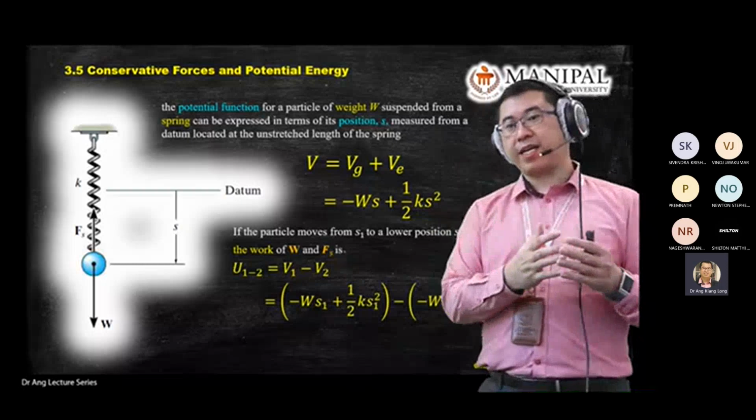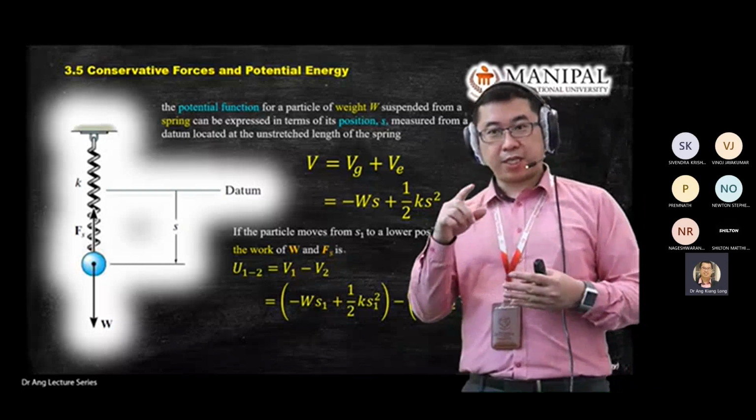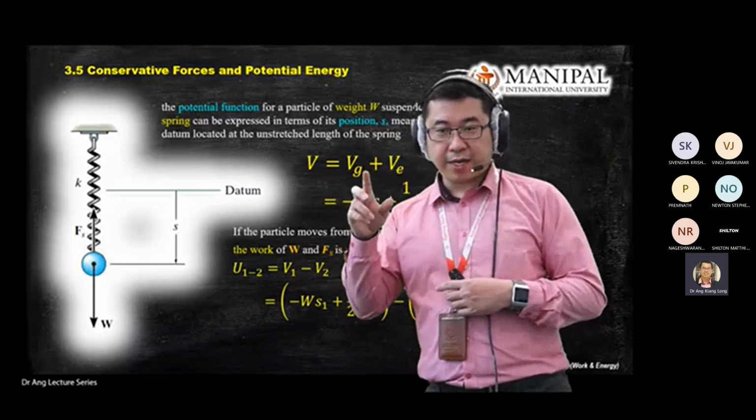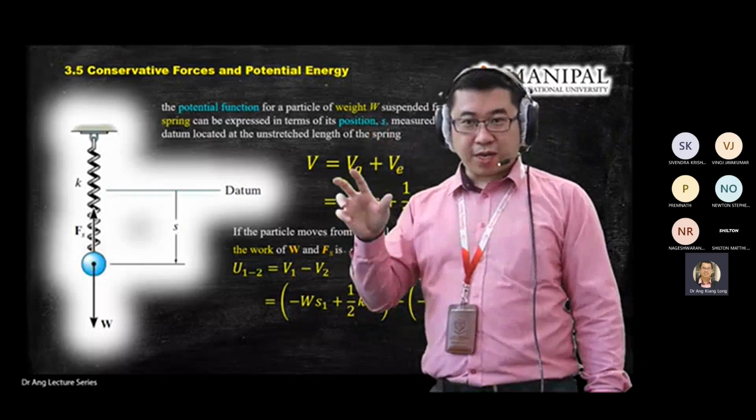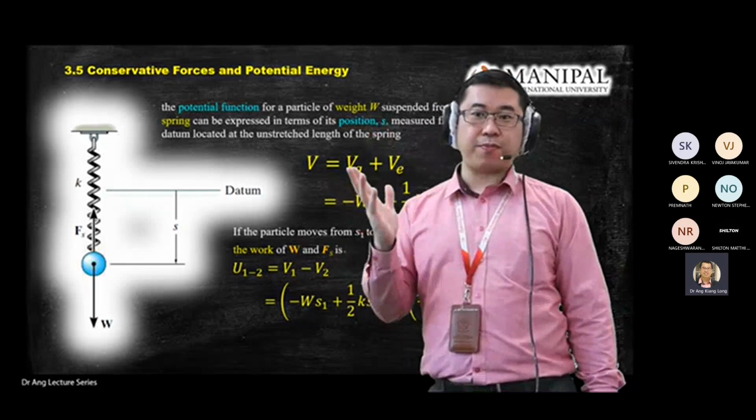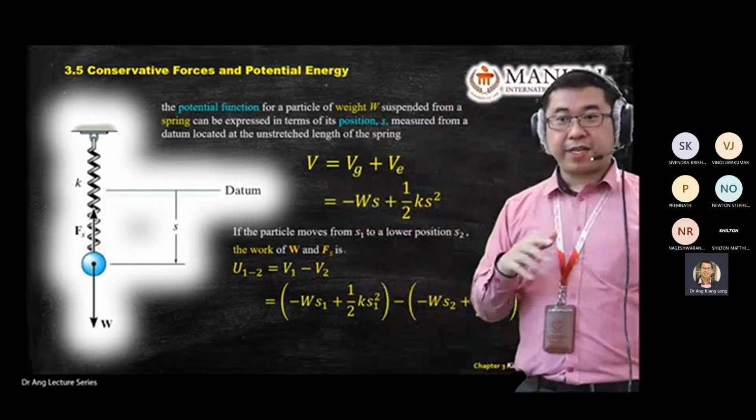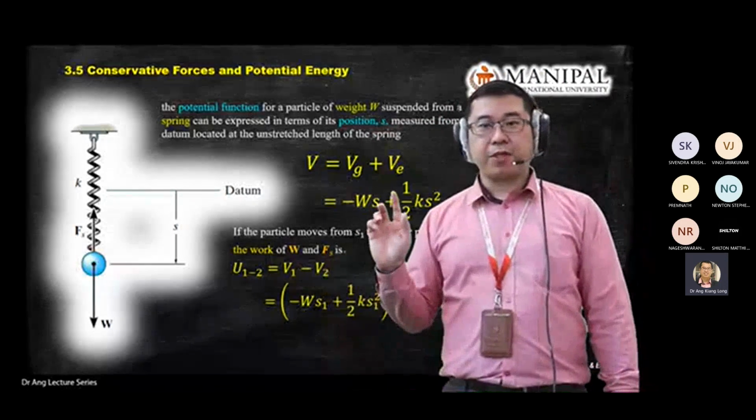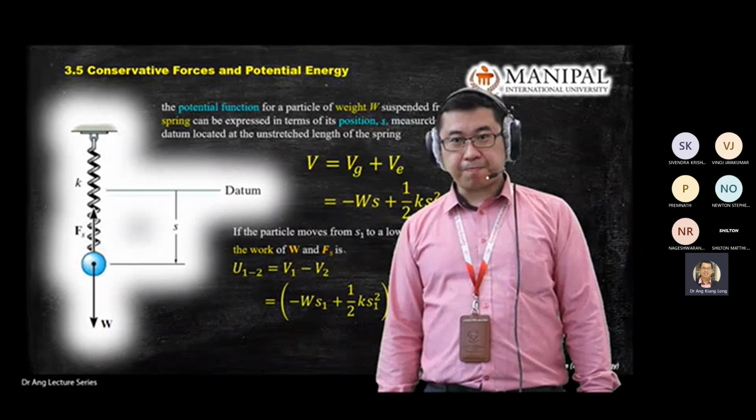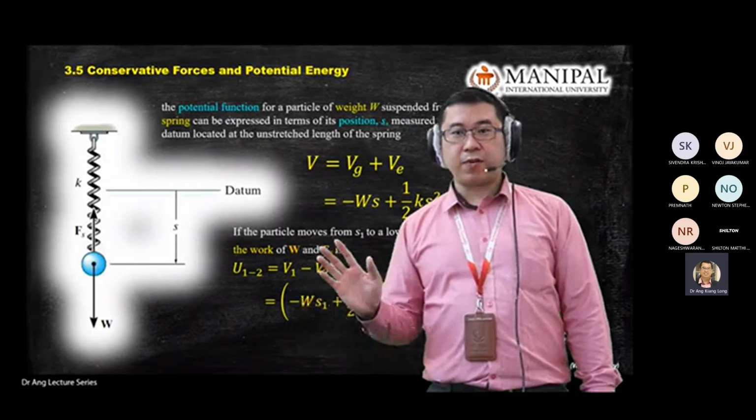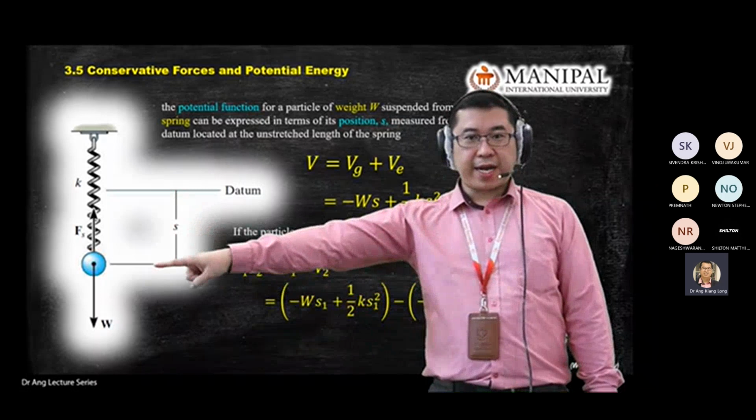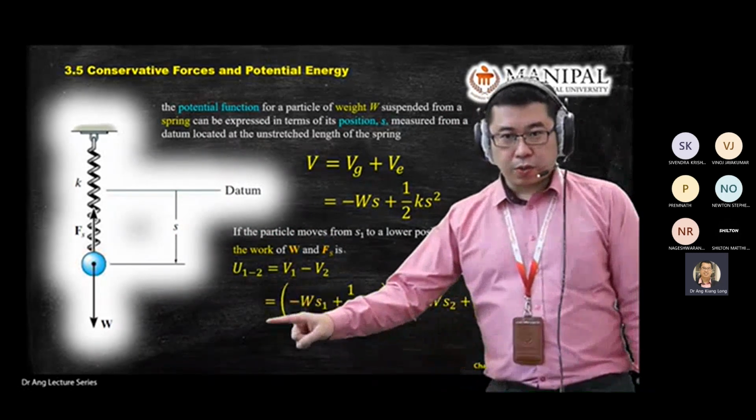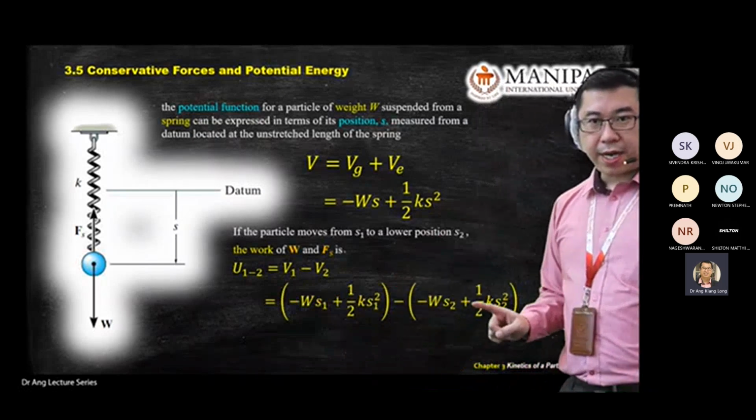Before this, we looked at kinetic energy. You still remember T1 plus work equals T2, which we looked at previously in this chapter. The same concept applies here, but now we look at potential energy rather than kinetic energy: spring and gravity. So here we take V1 minus V2, using position 1 and position 2.